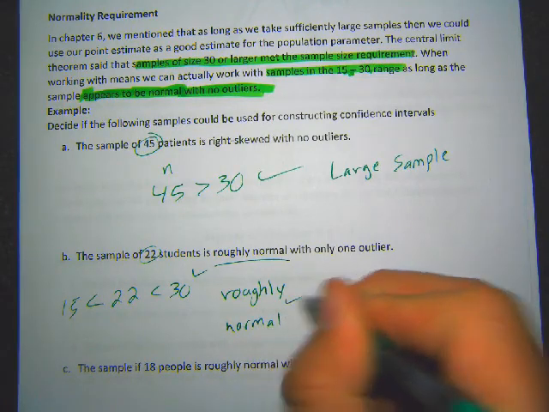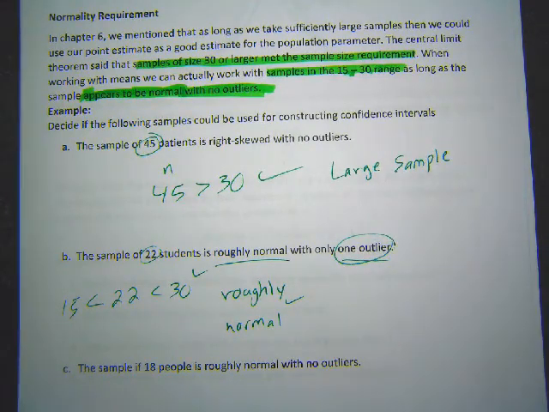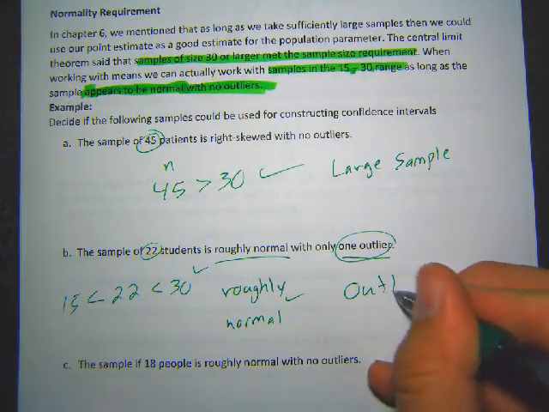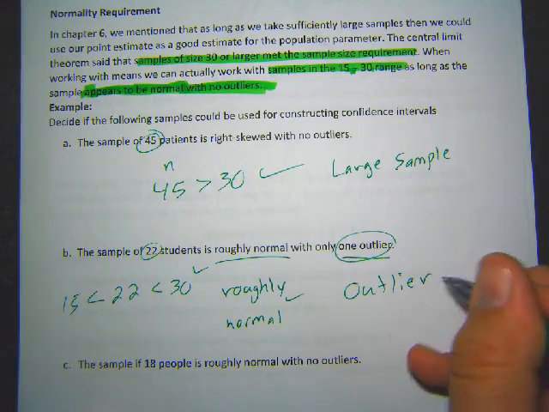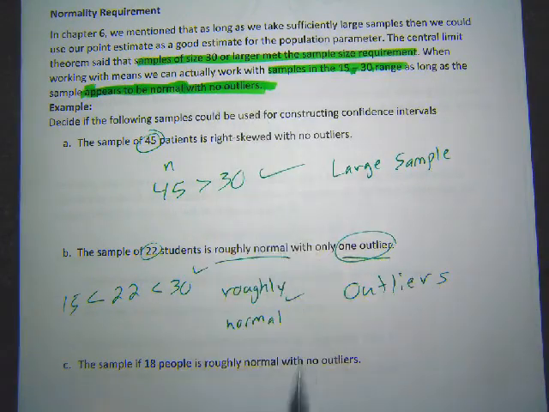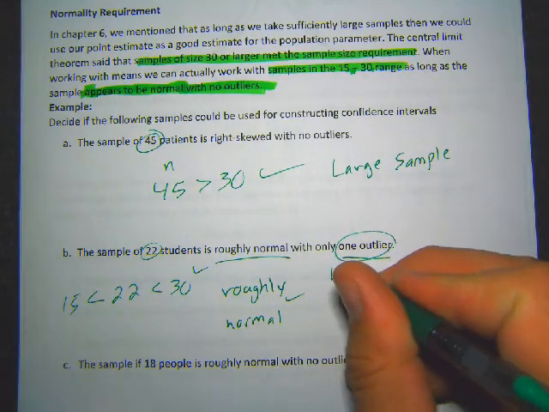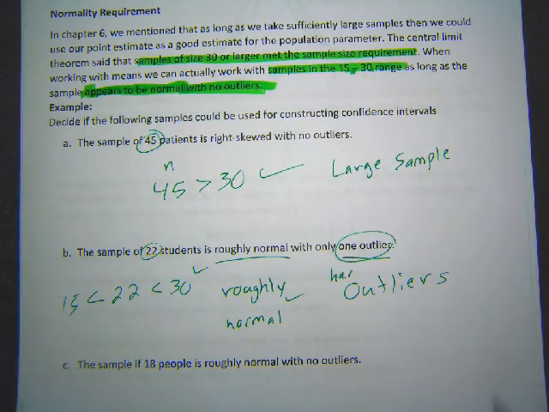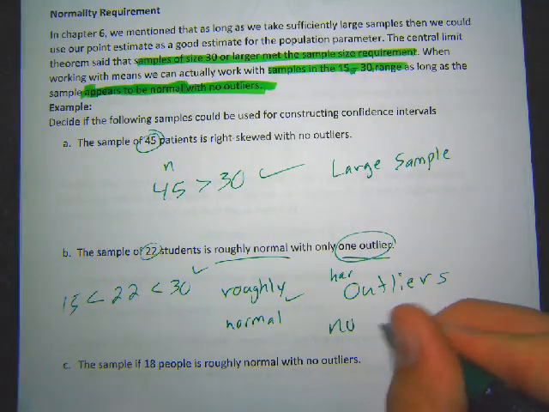But then we go to the last thing we see that has an outlier. So in this case, there's outliers, so it doesn't work. Because what we said, we can only work with small sets of data if there's no outliers. So it has outliers. So this one is not useful. No, cannot be used.